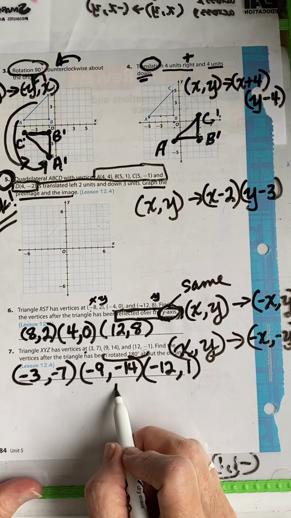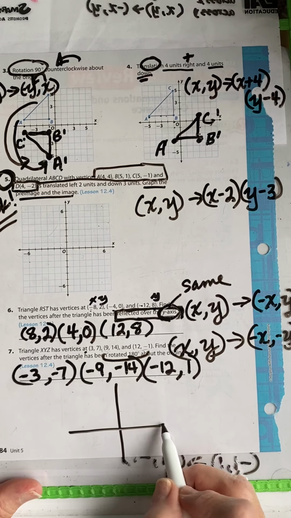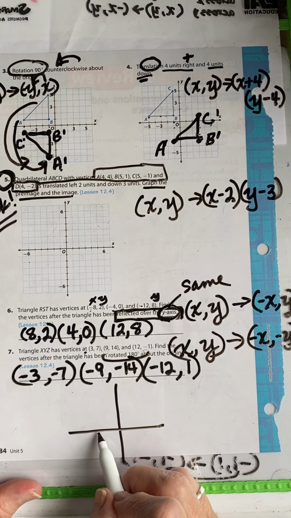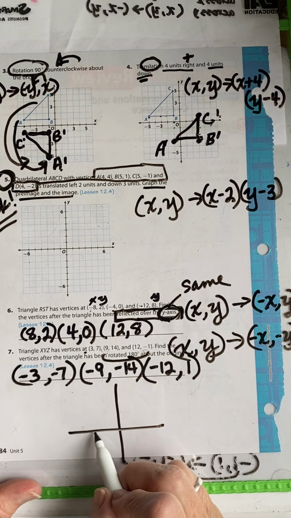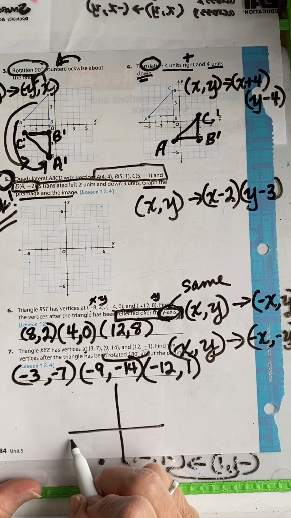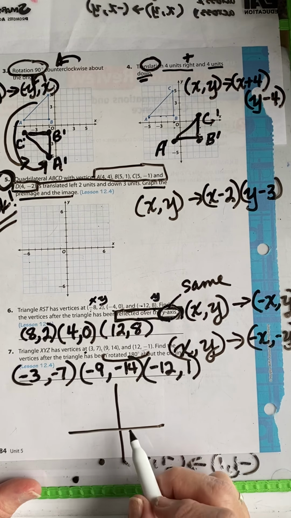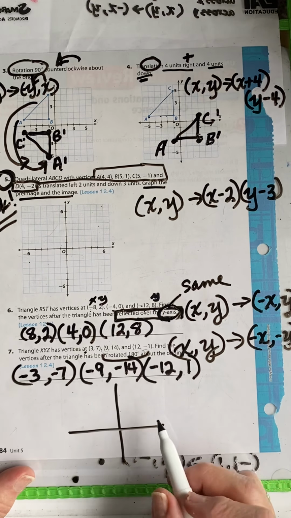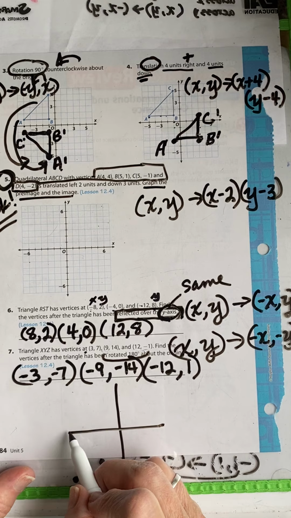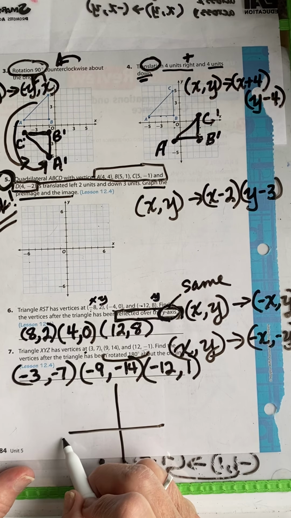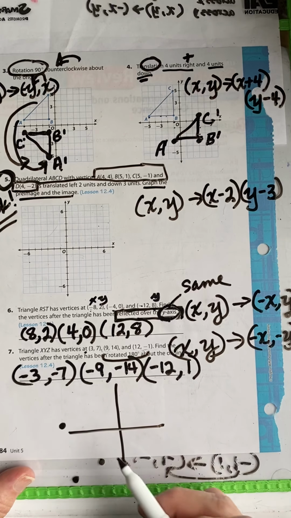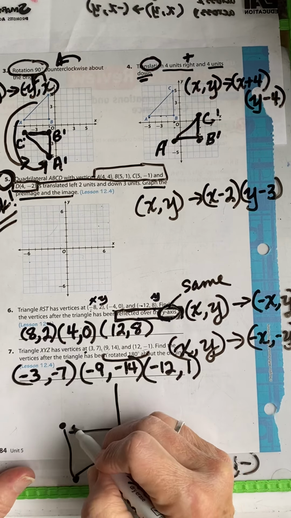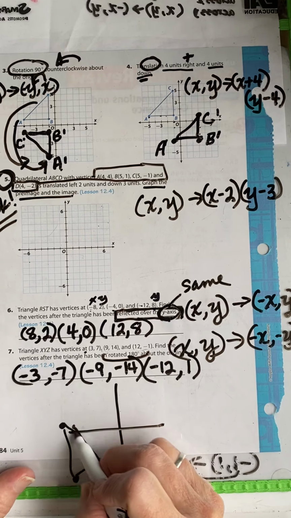Okay? Do y'all want to see that in action? -3, -7. -9, way over here, -14. And, whoops, I didn't graph those first. -12 and positive 1. Okay? So it kind of looks like that. Booyah. That's after it rotated.